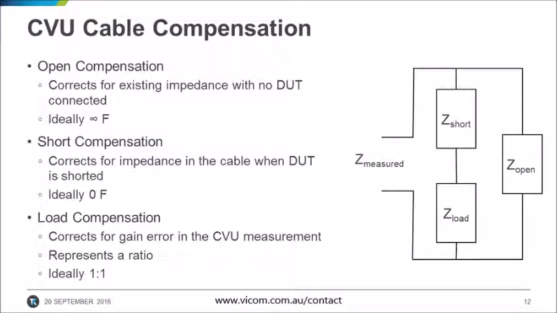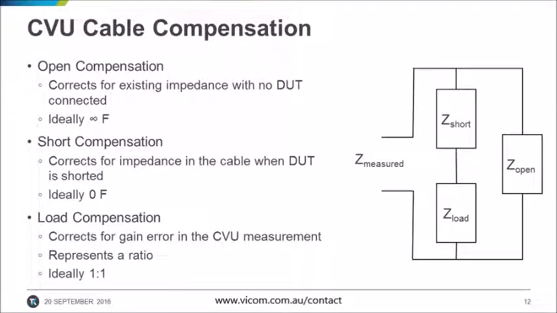There are 3 types of compensation you can run: open, short, and load. They can be applied in any combination, and if performed correctly, can only improve your measurements. Open compensation is performed with the DUT removed. It is used mostly to compensate for any capacitance in the cabling or test fixture. Short compensation is performed with a jumper in place of the device under test. It is used mostly to compensate for any inductance in the cabling or test fixture.